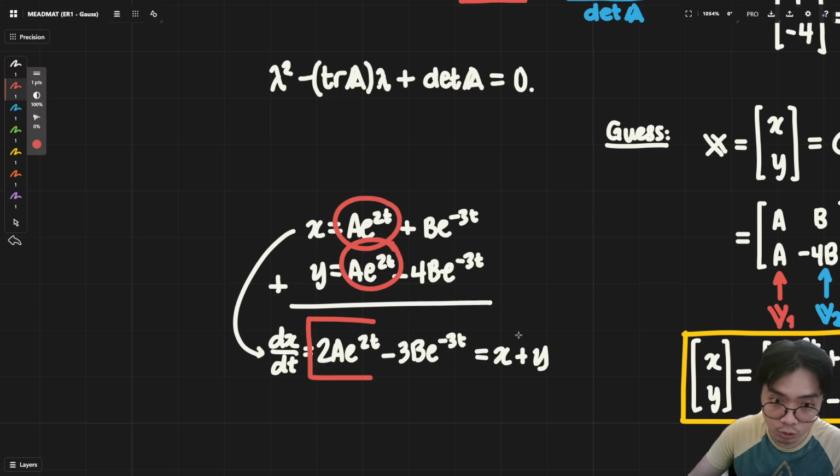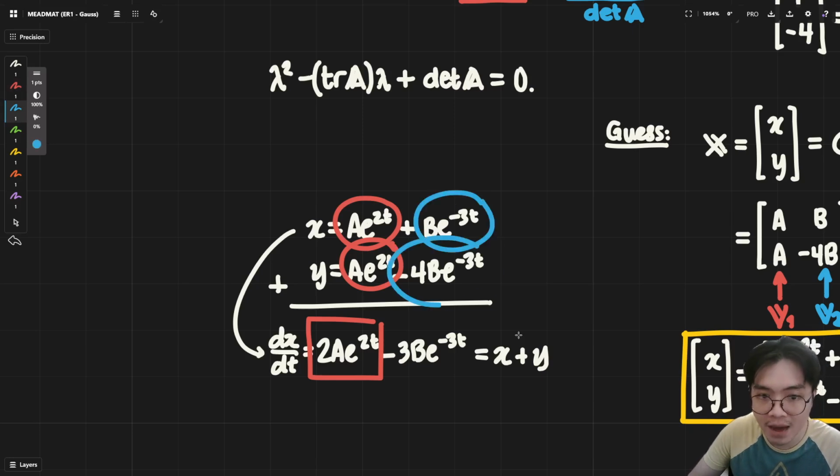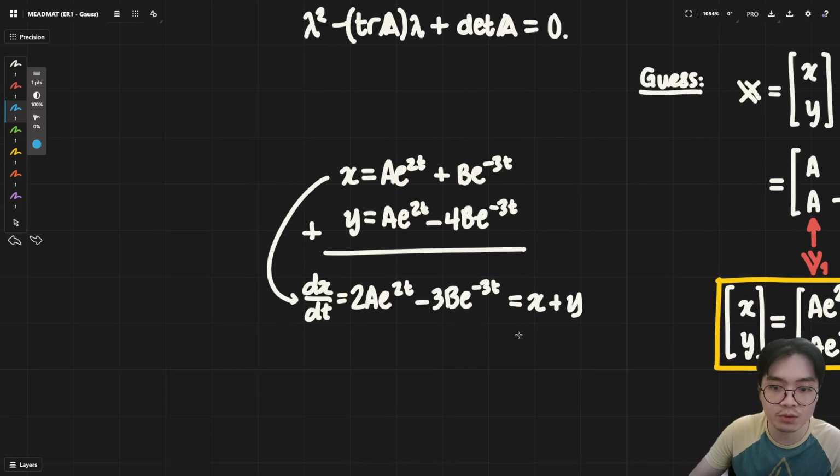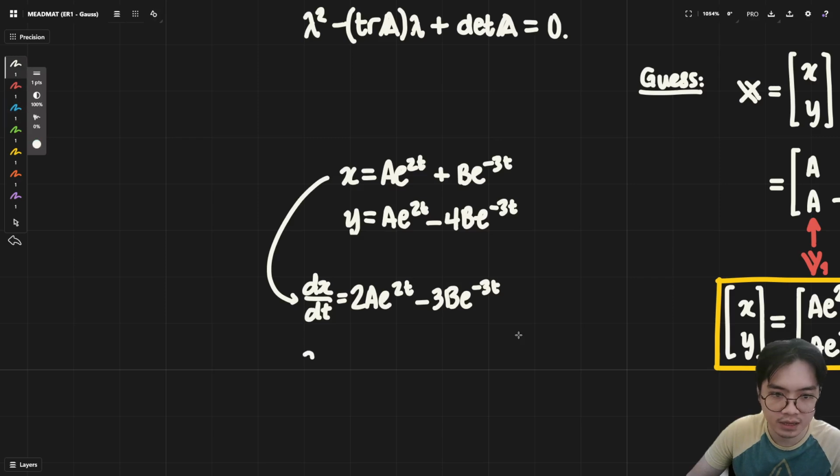Oh, well, would you look at that? That is 2a e to the 2t, b e to the negative 3t, and then minus 4b e raised to negative 3t. Would you look at that? That is now your negative 3b e raised to negative 3t. Now, let's try and look at our dy. dy over dt. That will give you 2a e raised to 2t.